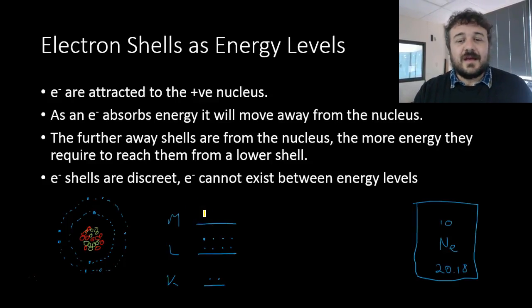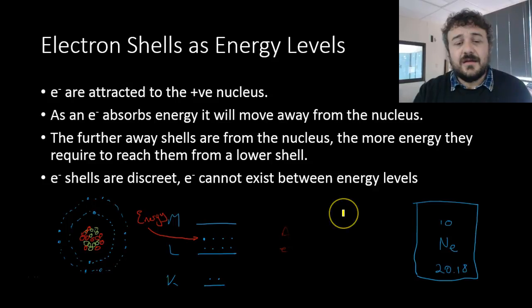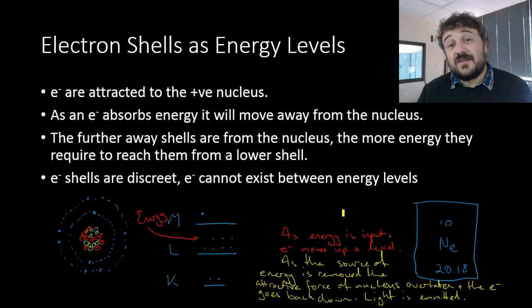This means that electrons cannot exist and do not exist between energy levels. So as we've got energy going in, so this atom's been set on fire, it's being heated up, as we have energy moving in, this electron here will move up. So as the energy is input, it will move up, but it is not stable. So as the source of energy is removed, the very attractive force of the nucleus will pull that electron back down again. And as it does this, light is emitted.